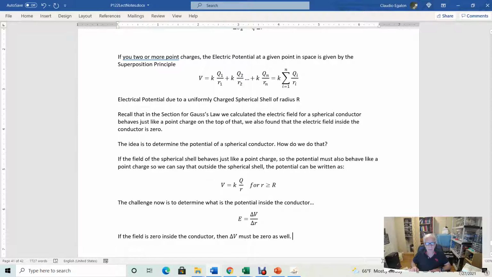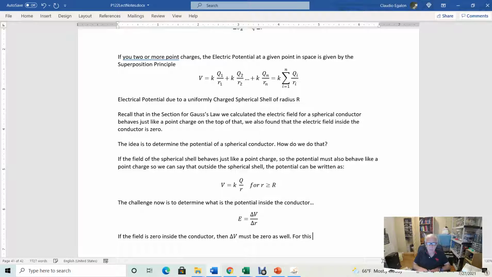If delta V is 0 inside as well, what does it mean? It means that either the V is zero everywhere inside the conductor, or it is a constant non-zero value. And what turns out to be is that the V inside the conductor is going to be a constant of non-zero value.